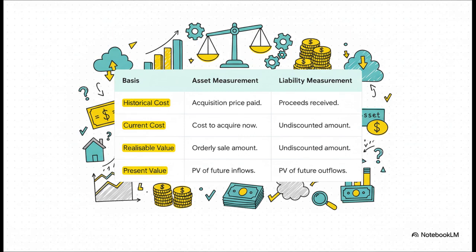Historical cost, what you originally paid for something, is by far the most common. But you also have current cost, which is what it would cost to replace it today, realizable value, which is what you could sell it for, and present value, which is based on future cash flows. Each method gives you a totally different view of value.